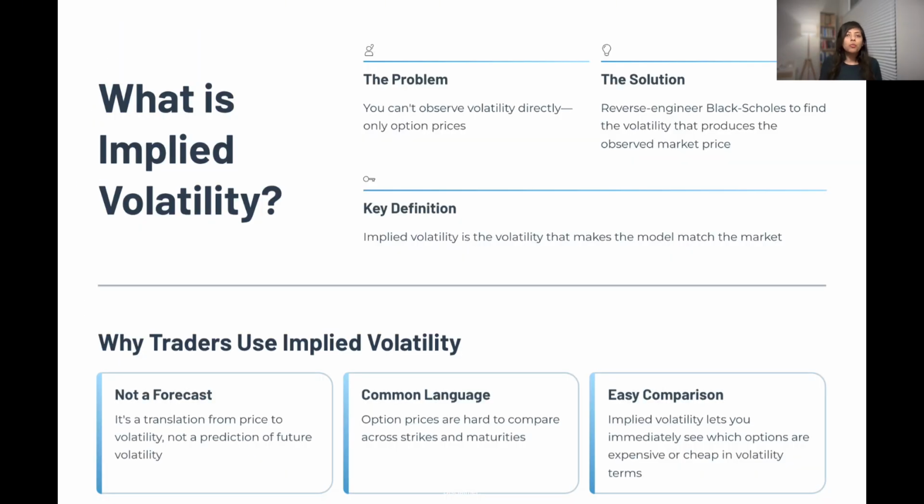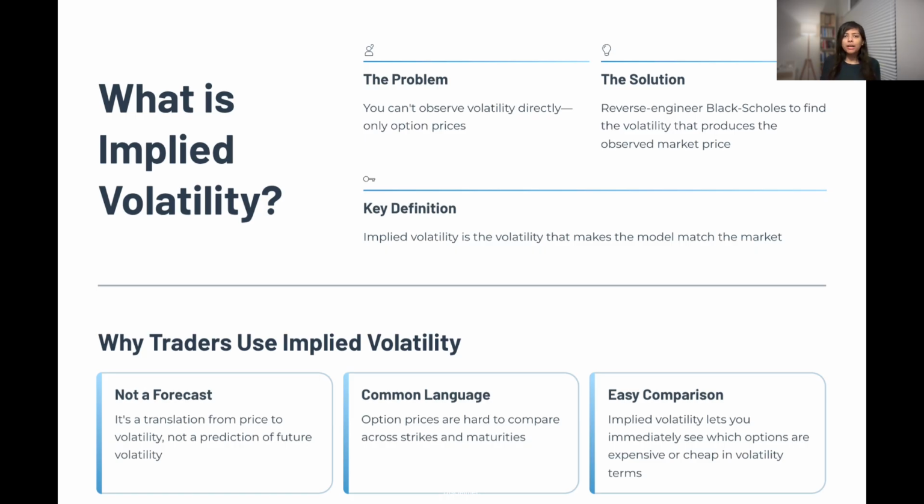Now, let's talk about what implied volatility really is. In the most straightforward terms possible, you never directly observe volatility in the market. What you observe is the actual price of an option. Someone is willing to pay you $3 for this call or $5 for that put. That's what you can see. So here's what we do. We take pricing models like Black-Scholes and we turn the problem around.